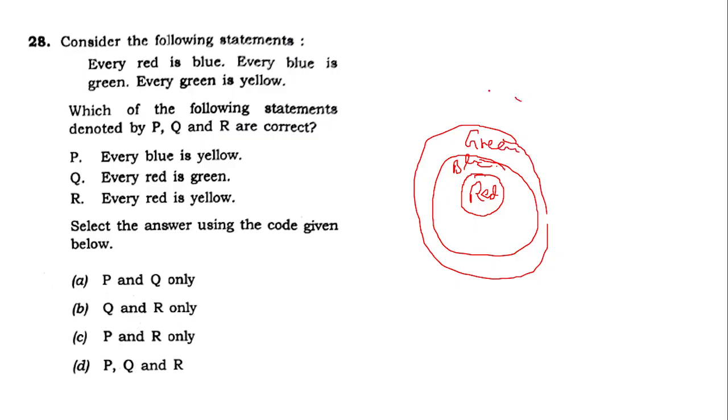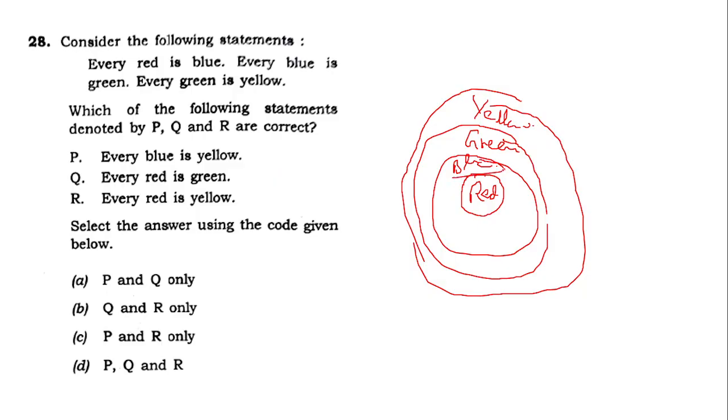Now every green is yellow. So every green is yellow. This is a bigger circle now. Yeah. Now let us come back. Which of the following statements denoted by P, Q, and R are correct? P. Every blue is yellow.